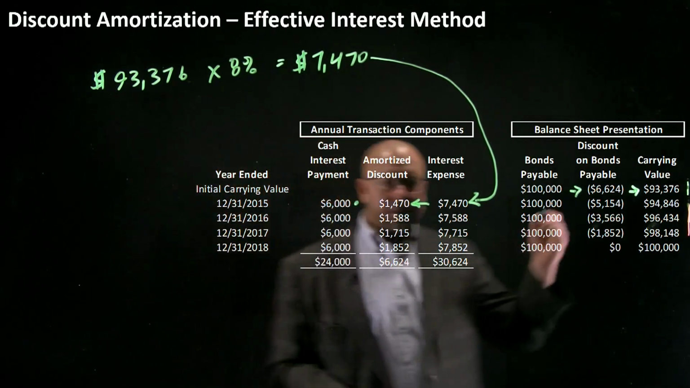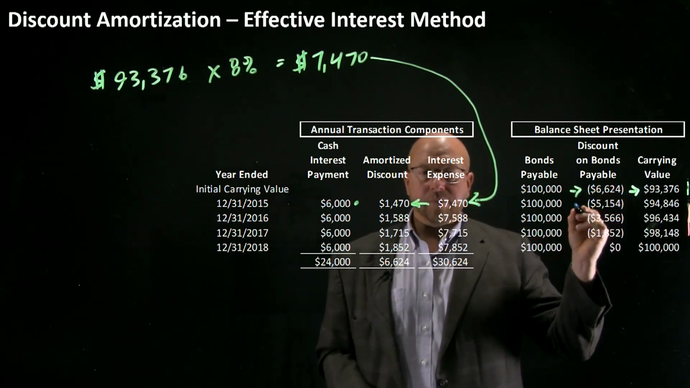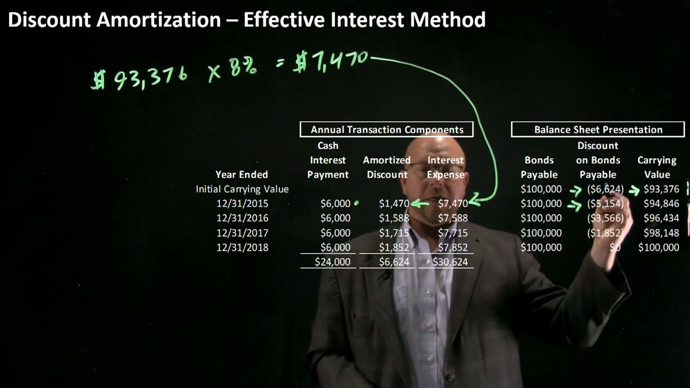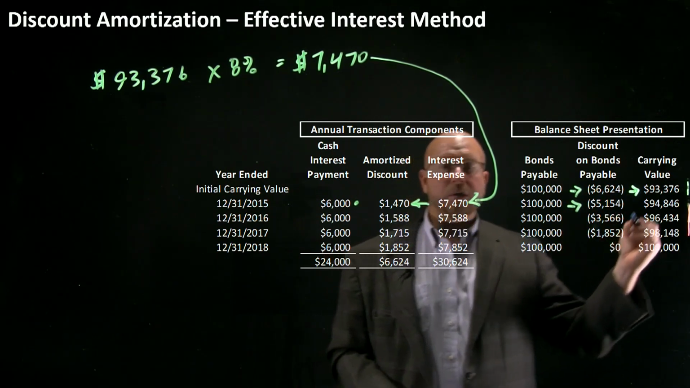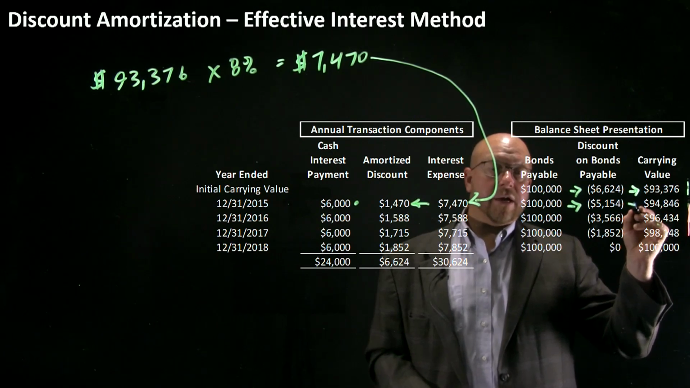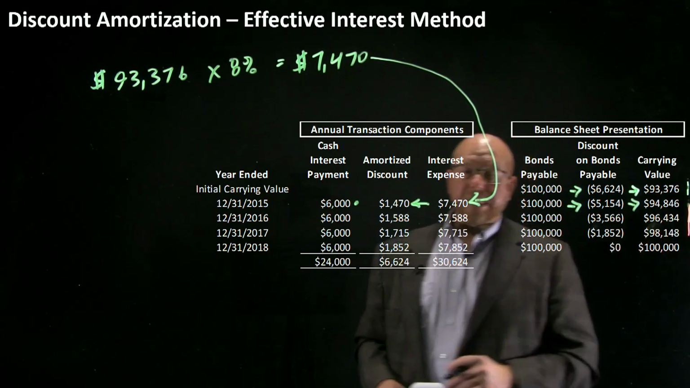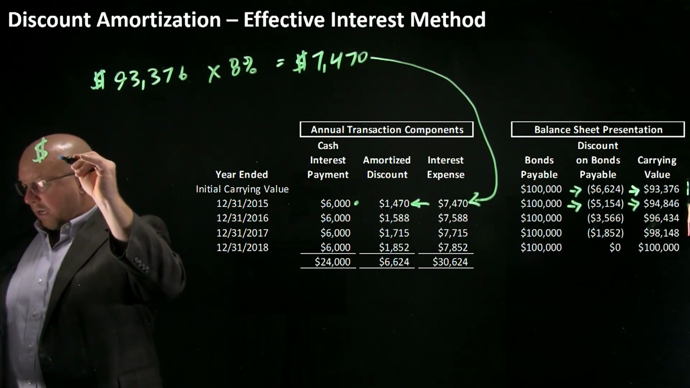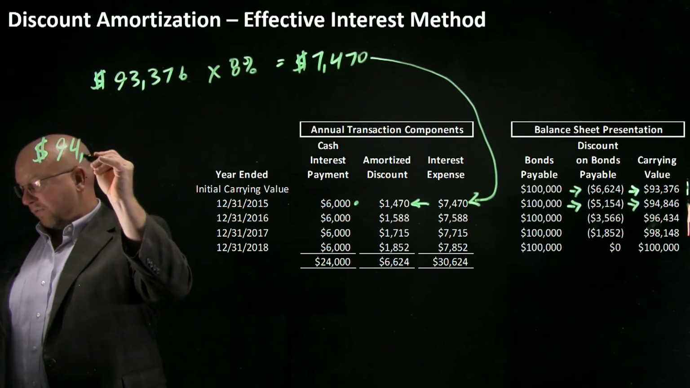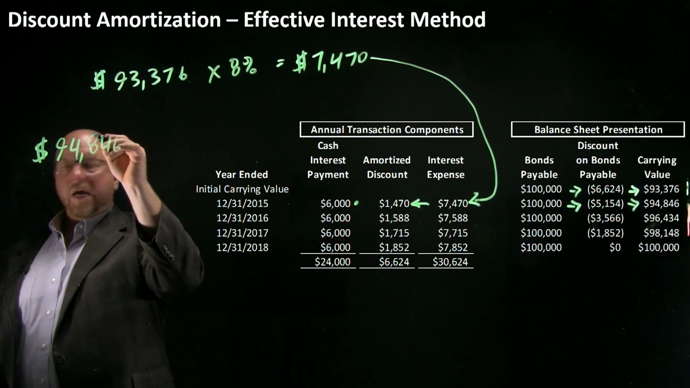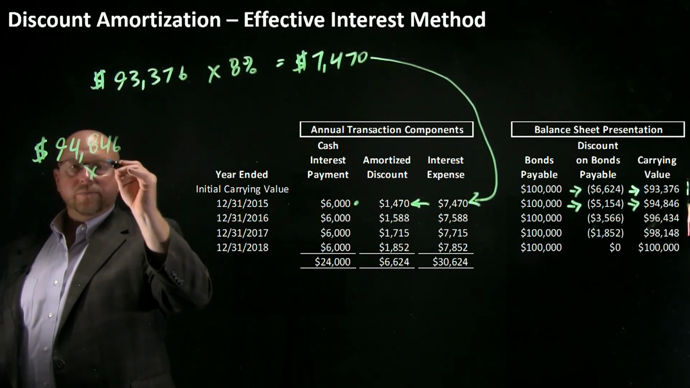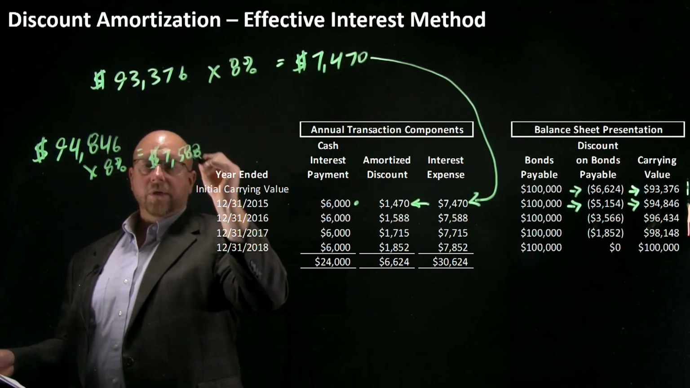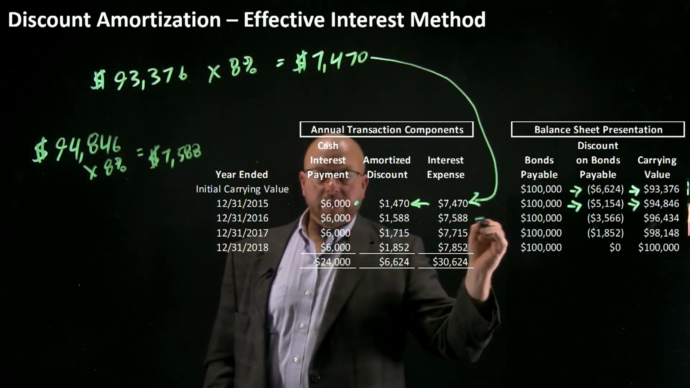Now, when we amortize the discount, what that means is the discount is going to get smaller. A discount is really a contra account. It reduces the liability. So as this discount gets smaller and smaller, look what happens to the carrying value of the bond. The carrying value goes up and up. So the next year, when we want to calculate interest expense, we basically look at the new carrying value, $94,846, multiply that times 8%, and we get the second year's interest expense, which is right here.